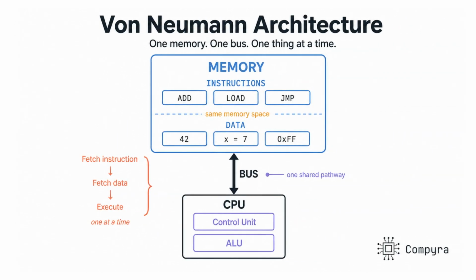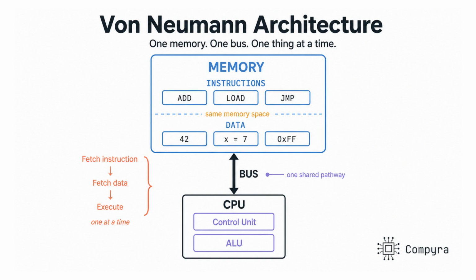All right, let's start with the von Neumann architecture, because this is the design almost every modern computer follows. It was proposed by mathematician John von Neumann back in 1945, and the idea was beautifully simple. Put everything, the program and the data it works on, inside the same memory. Look at the diagram. There's one big block of memory at the top. Inside it, you've got your instructions, things like add this, load that, jump here, and you've got your data, the actual numbers and values your program is crunching on. Both live together, side by side in the same physical memory.